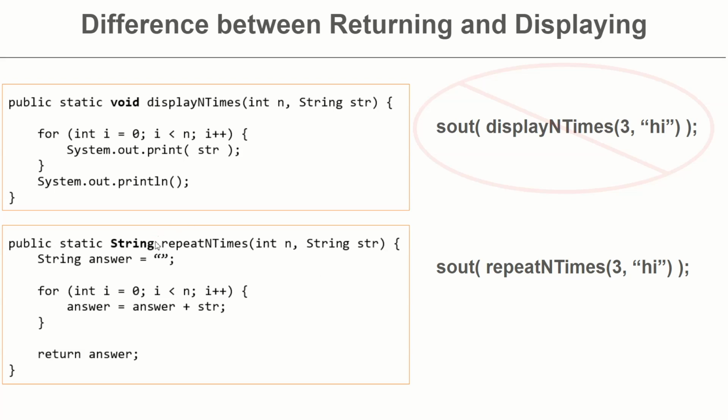because repeatNTimes returns a string, and then that string that gets returned will get printed by the print statement. It would not be okay to put displayNTimes inside a print statement, because displayNTimes does its own printing. It's a void return type, so it doesn't return anything. In particular, it doesn't return a string. And System.out.println is expecting a string so that it knows what to print.